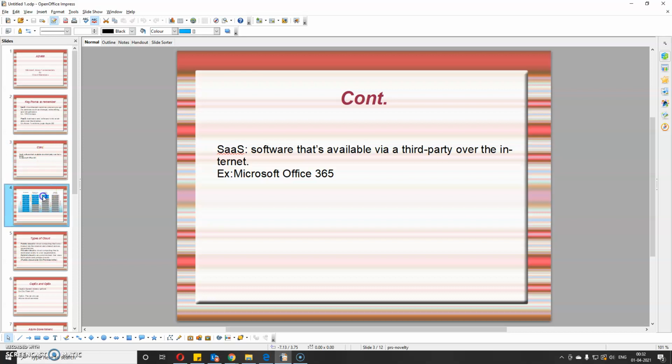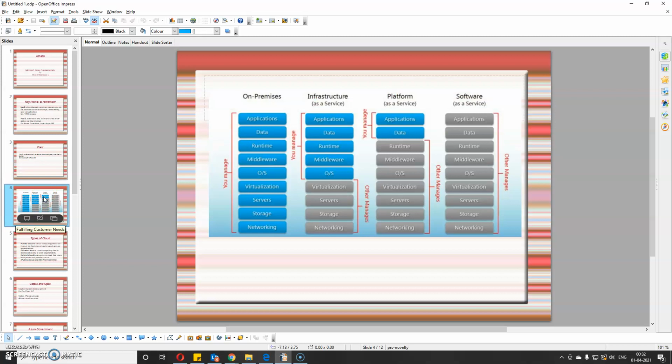If I go to this diagram, you can see that on-premises the customer needs to manage everything, from networking, storage and physical security, whatever is there. But in infrastructure as a service, from the OS to the application layer is managed by the customer. The rest, like virtualization, server, storage, networking and physical security, is managed by the cloud operator, maybe Azure. This is basically called the shared responsibility model, where Azure is responsible for some parts, and as a customer, we are responsible for some of our tasks. So that is infrastructure as a service.